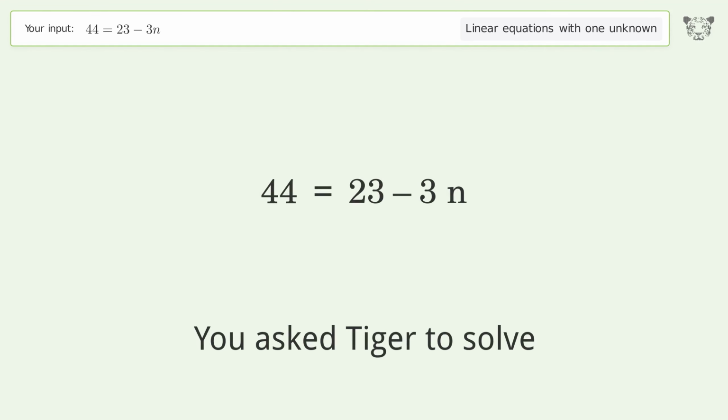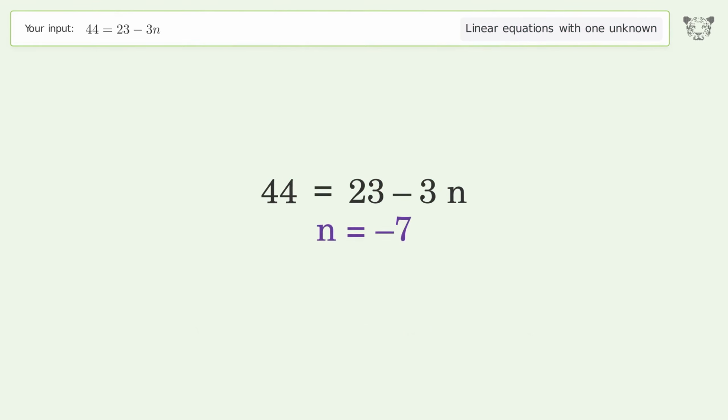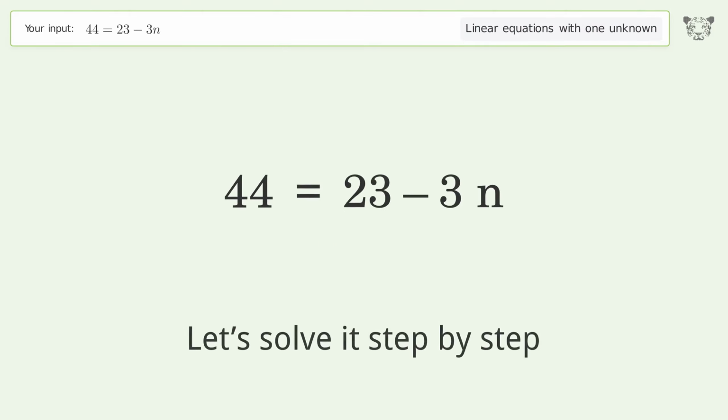You ask Tiger to solve. This deals with linear equations with one unknown. The final result is n equals -7. Let's solve it step by step.